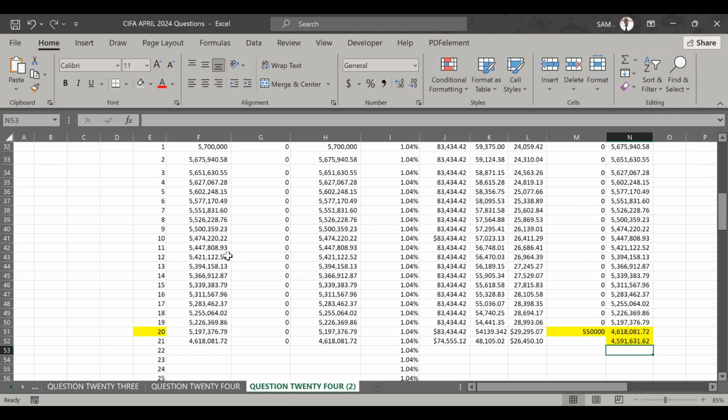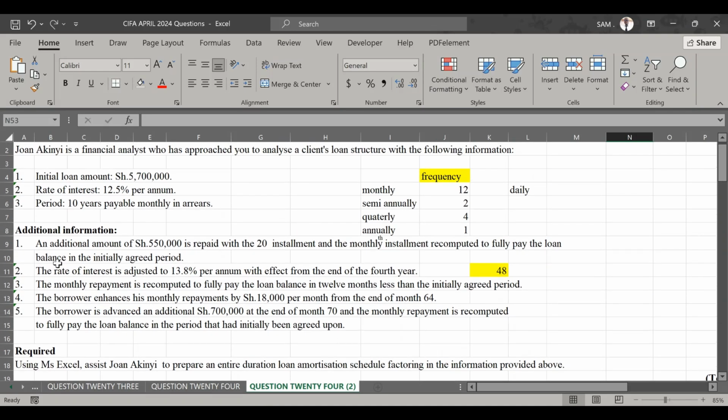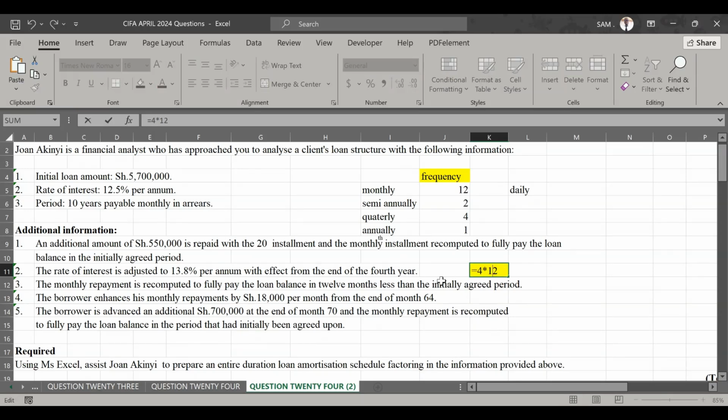Good. Now, with that, let's see at what point we are going to have any other change. Let's look at the additional information. We've tackled additional information 1. Additional information number 2 is the earliest because it is at month 48, right? Where we are being told the rate of interest is adjusted to 13.8% per annum with effect from the end of the 4th year. So 4 years is month 48. I believe you remember how we computed this. It is 4 years, each year has 12 months, so 4 by 12, that's how we get 48.